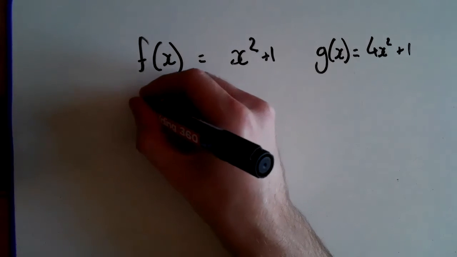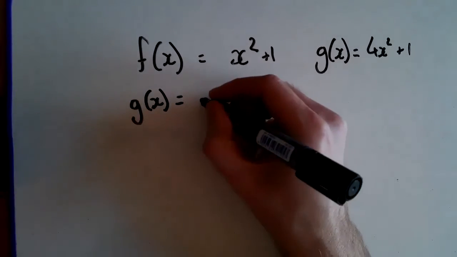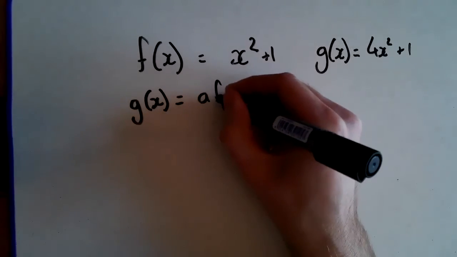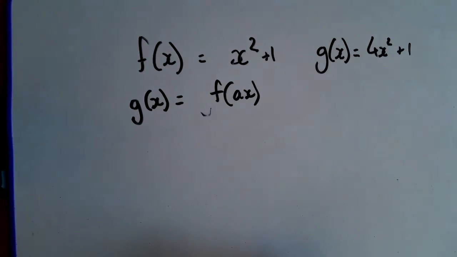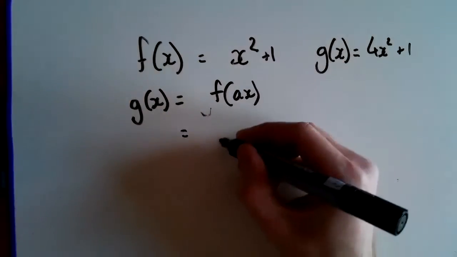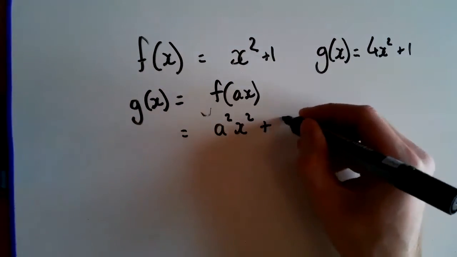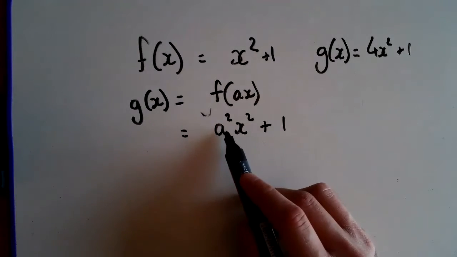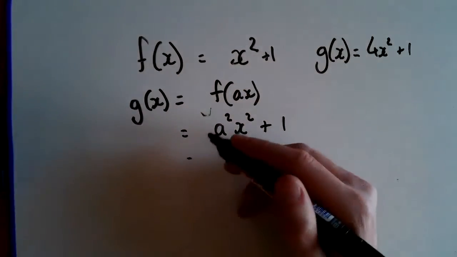So I would take a guess that the function is, I'm going to call it a, f of x. The x is being times by something. So if I sub that in here, I get a squared x squared when I square up, +1. So I want a squared to equal 4. So a must equal 2.